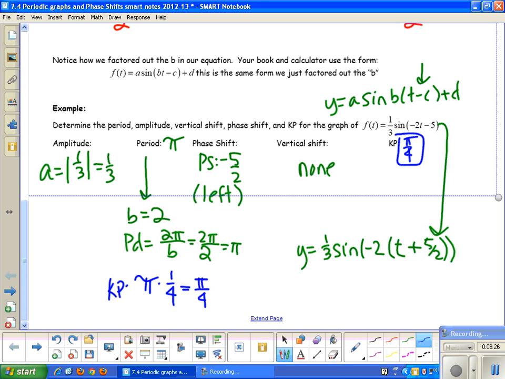So being able to do all of this given an equation is important because this is going to help us graph these equations that we have. So make sure that you can do that.